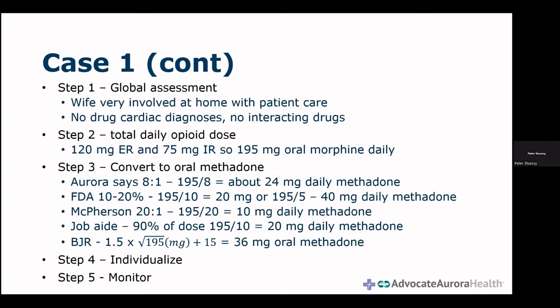We have our Aurora conversion table, which is one of the most popular in the US, saying 24 milligrams. The FDA says anywhere from 20 to 40. McPherson would go with a 10 milligram daily dose. The job aid at Aurora, I used the 90% reduction, would say 20. And then this new BGR method would say 36 milligrams at this point.